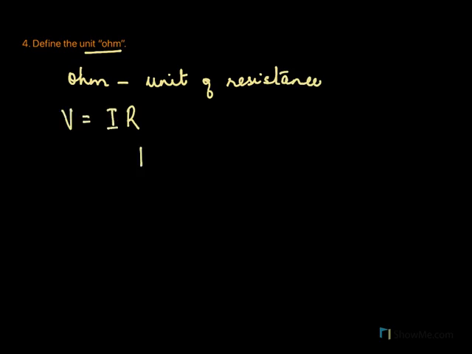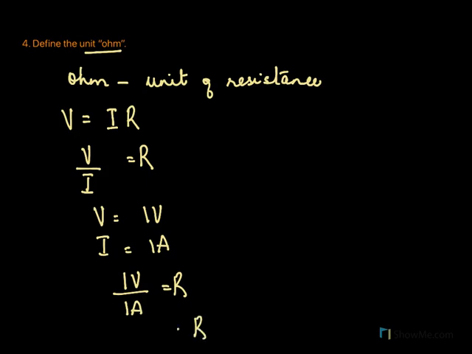Define ohm. Now first we know that ohm is a unit of resistance. This you need to remember. And by Ohm's law, we know V equal to IR. So R equal to V over I, which means if voltage is 1 volt and the current is 1 ampere, then R becomes 1 volt over 1 ampere and the resistance becomes 1 ohm.